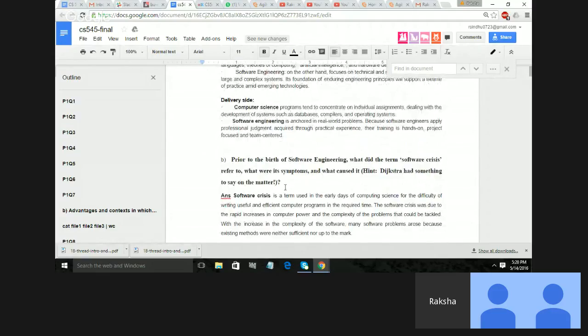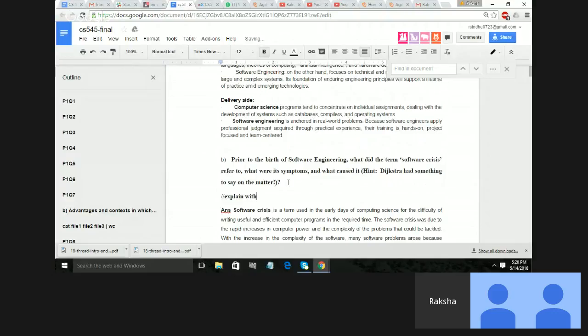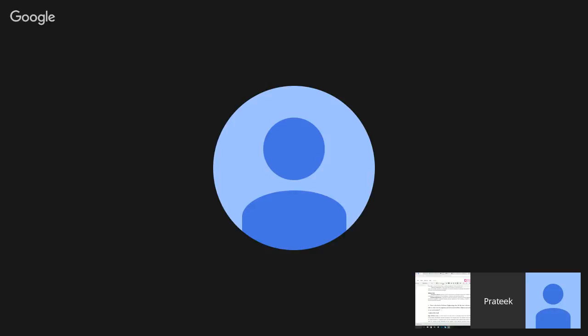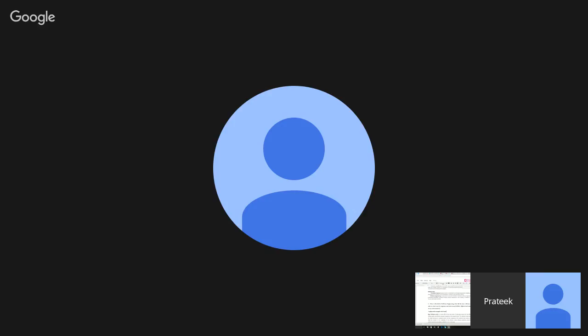So I think you pointed out something in this part, Pratik. Yes, in the second part, you need to explain software crisis by giving a simple example. You could quote it from the book also. Do you have any popular examples? Secondly, in this you wrote the points for the causes and symptoms.